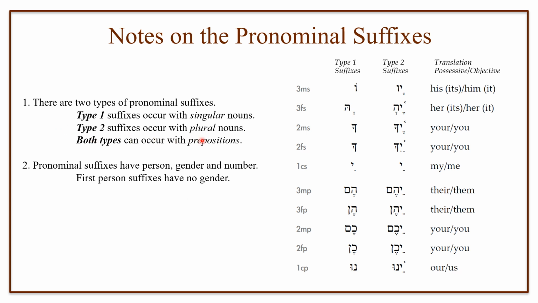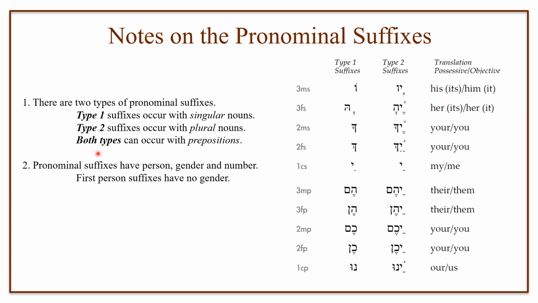Type 2 suffixes occur with plural nouns. So these on this side, you have a third masculine singular for type 1, third masculine singular for type 2. Both of these would mean his or its. But the only difference would be if it's a plural noun, you would use this one. If it's a singular noun, you would use this one. But in either case, the thing has one owner. If it's a possessive, his, one man's noun, one man's possession, right? So the difference between these two is not a meaning difference, it is a usage difference.